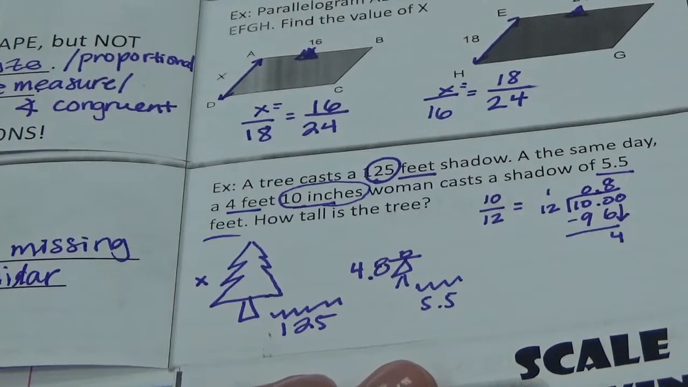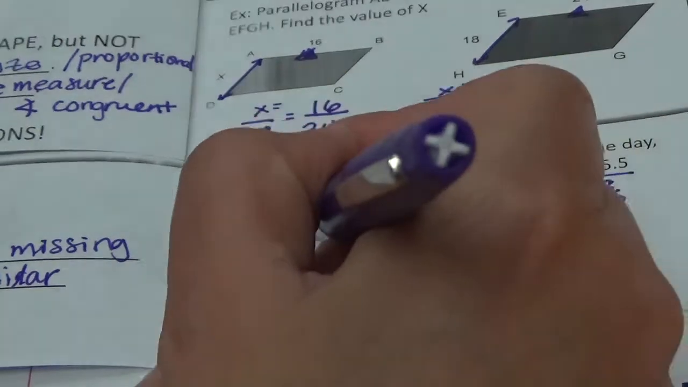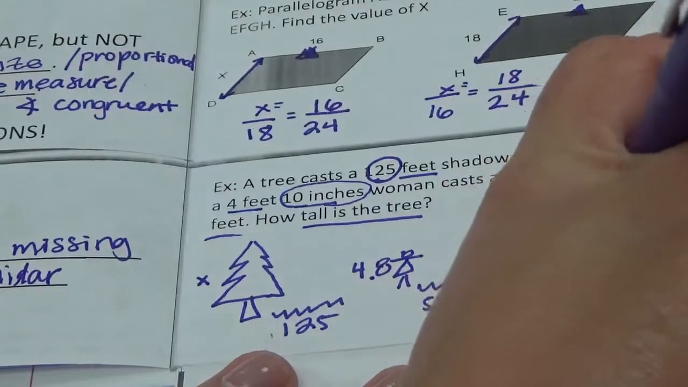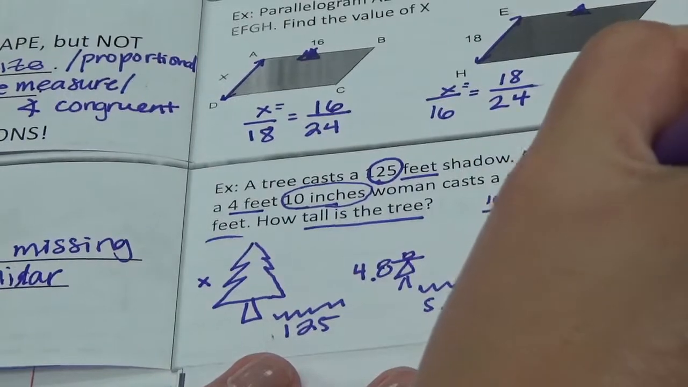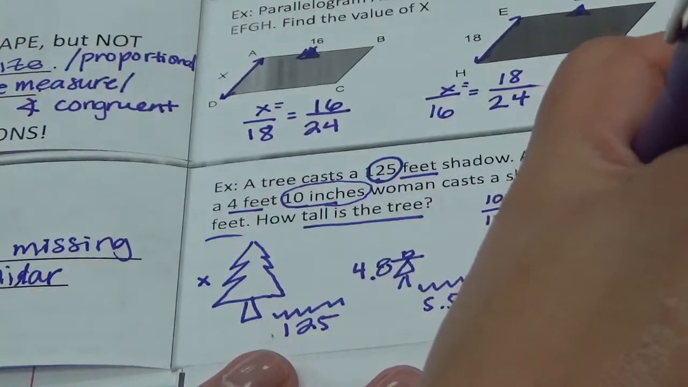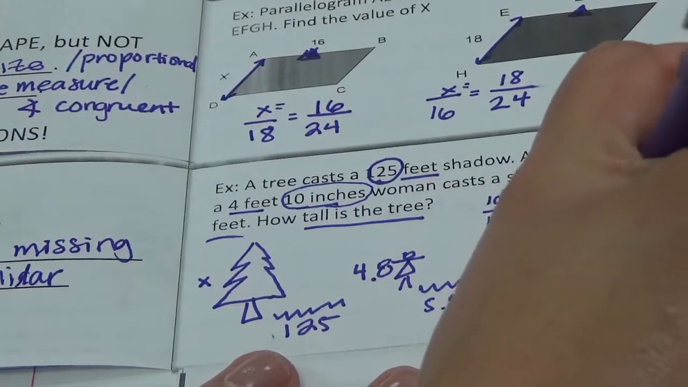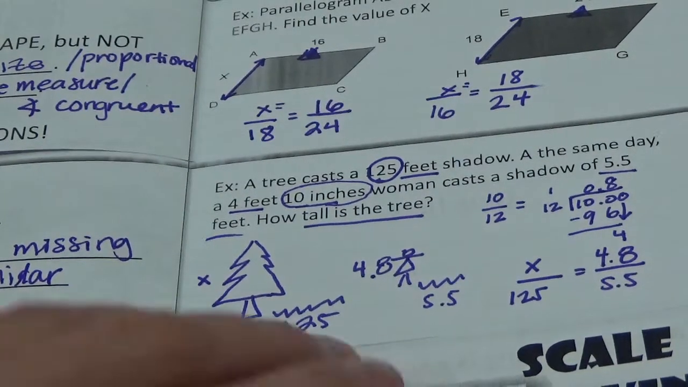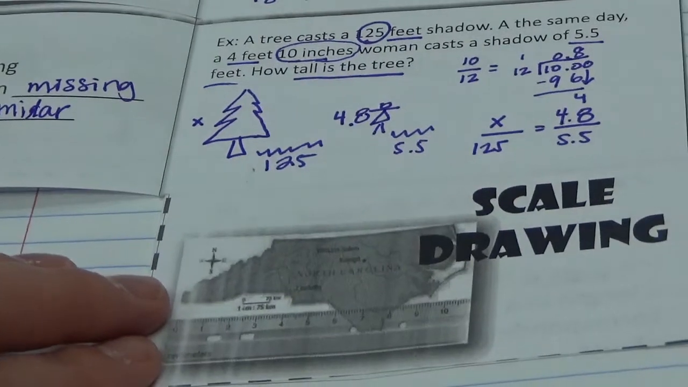Now we could set up a proportion and figure out how tall the tree is. So we're trying to figure out how tall is this tree. So we have x to 125, and then we found that she's about 4.8 feet compared to 5.5 feet. Cross multiply and divide to solve for x. So go ahead and use a calculator for this one, but you can cross multiply and divide to solve for x.